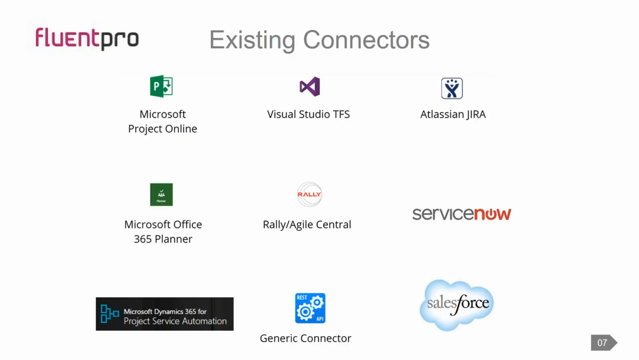But right now, we have a connector to Microsoft Project Online. We have a connector for VSTS. I know that it says TFS, it's VSTS. We support Atlassian Jira, and for Jira we do not support the Jira PPM yet, but we support Jira as a product. We support Microsoft Office 365 Planner as a connector where you can push your tasks to Planner. We have a solution for Rally, Agile Central, called CA right now.